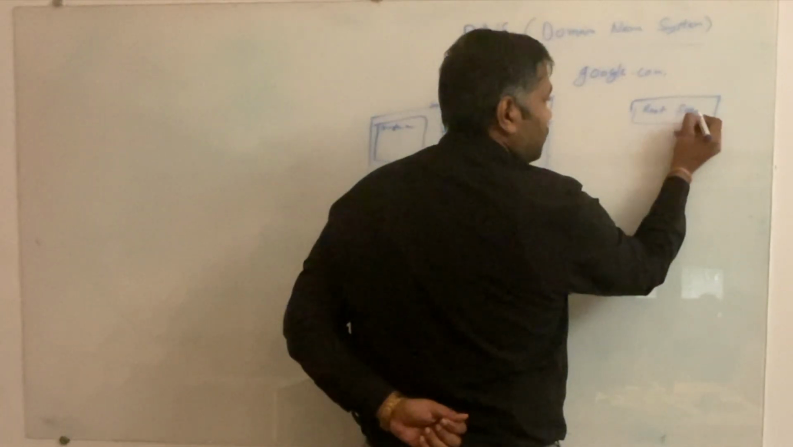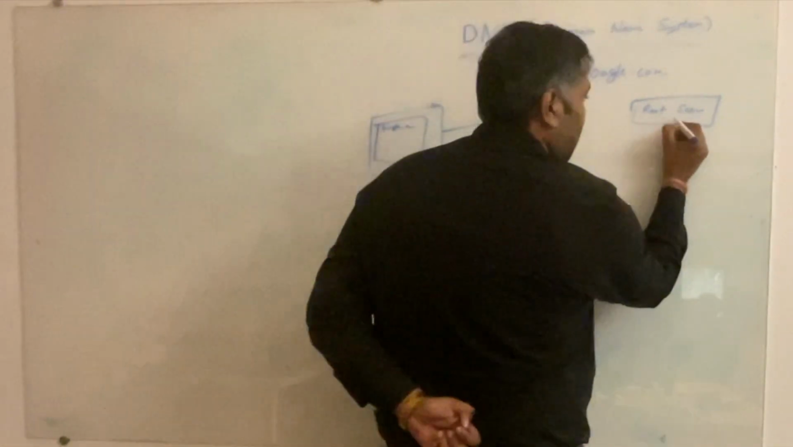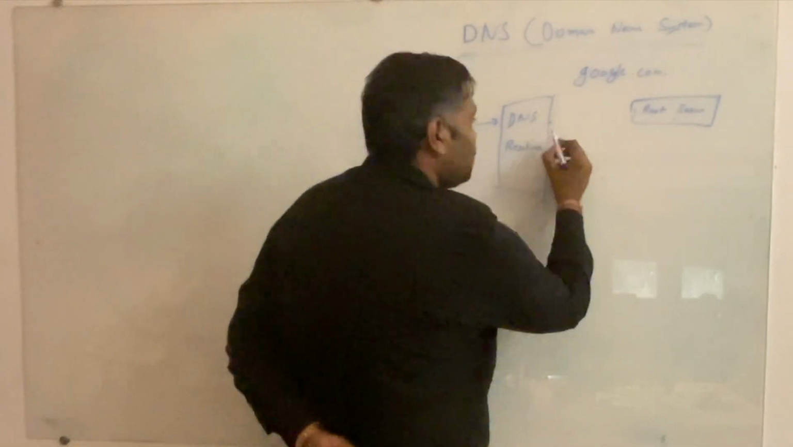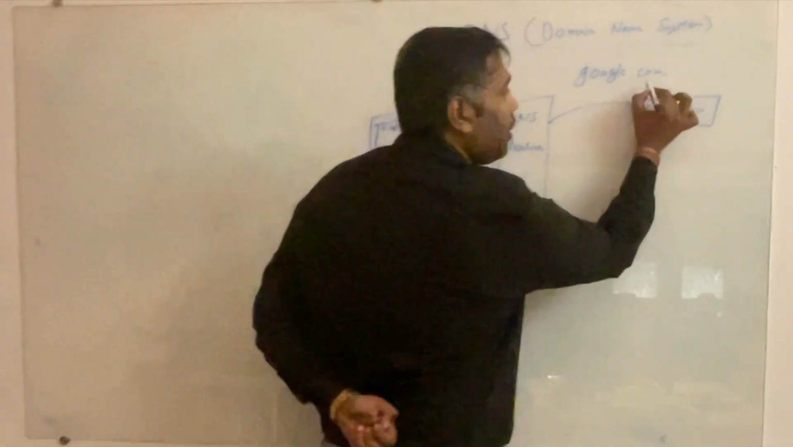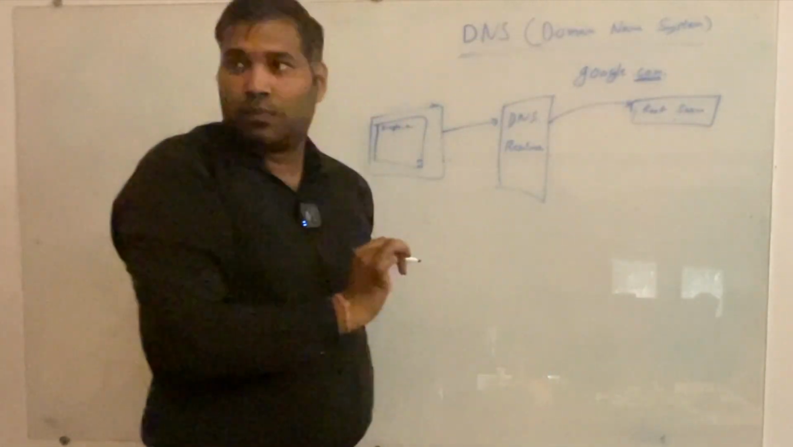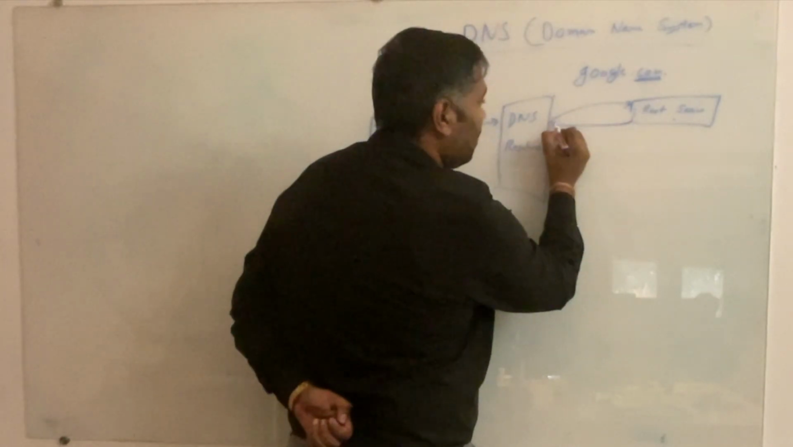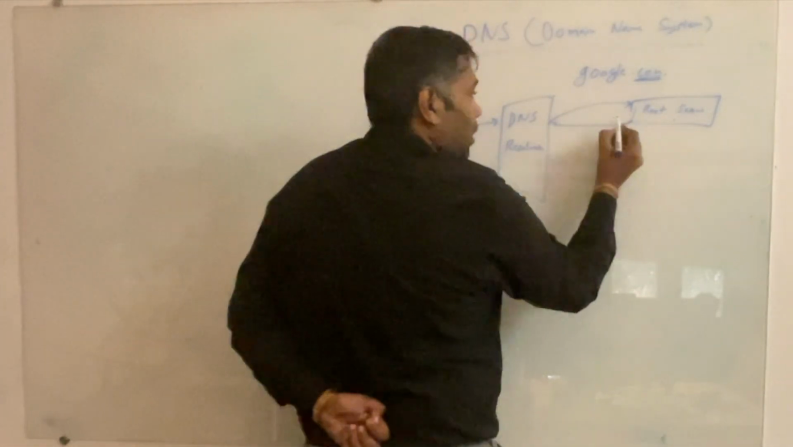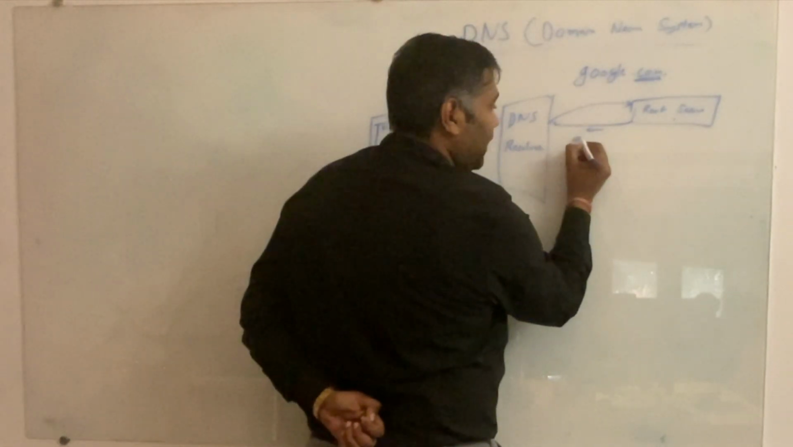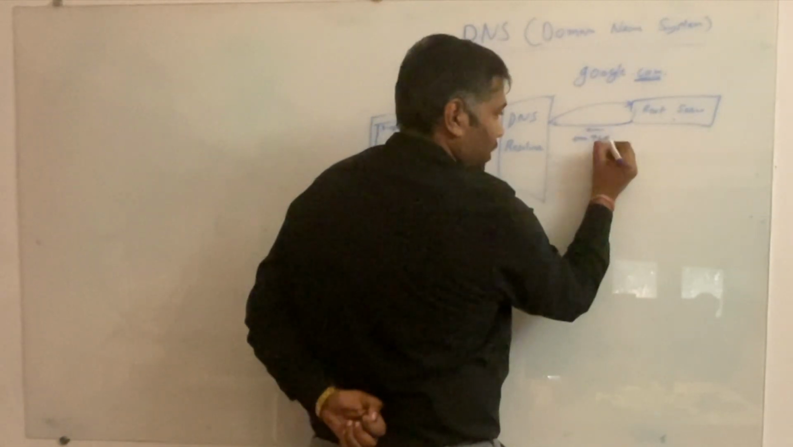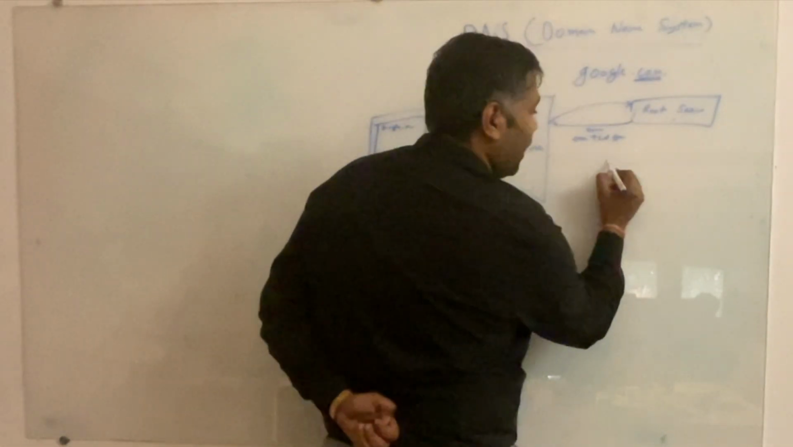Okay. So root servers hold the information of dot. First of all, the DNS server will go to the root server and ask where is the .com. Now it sends a response: the .com is present at the .com TLD server. Okay. Now there are lots of TLD servers.